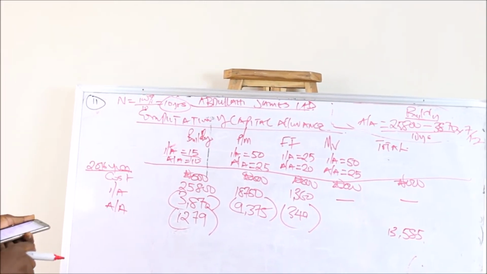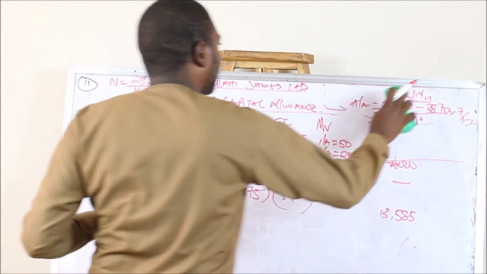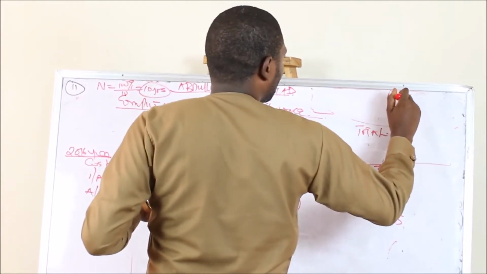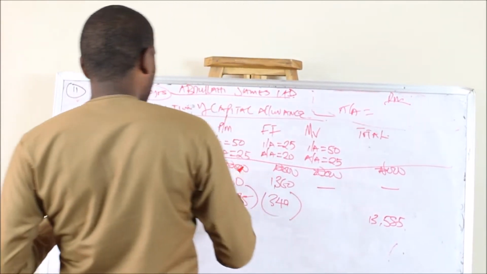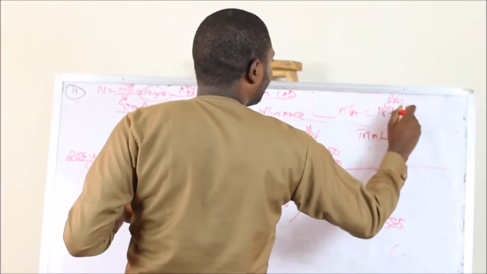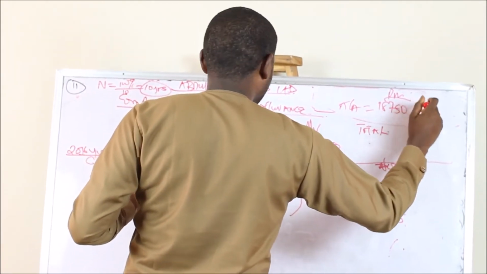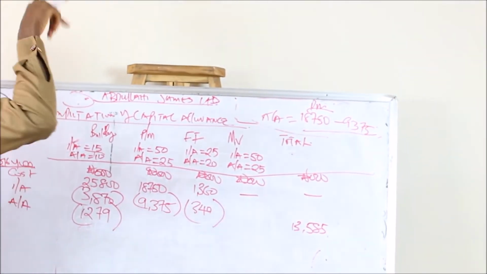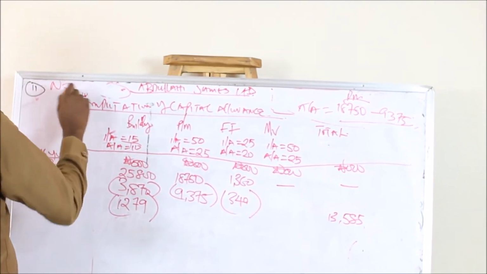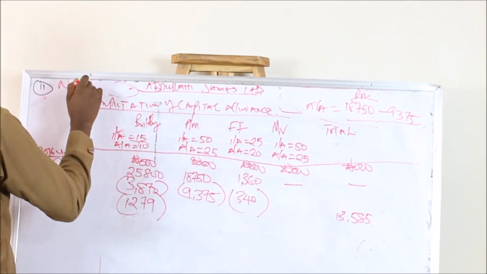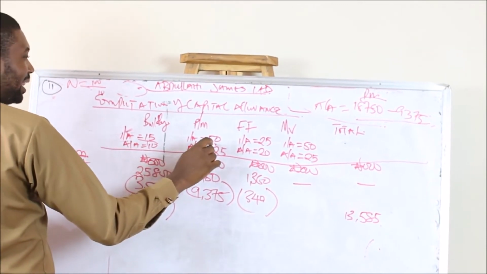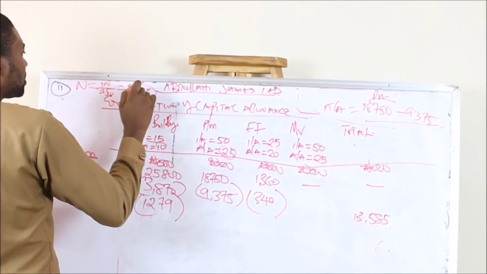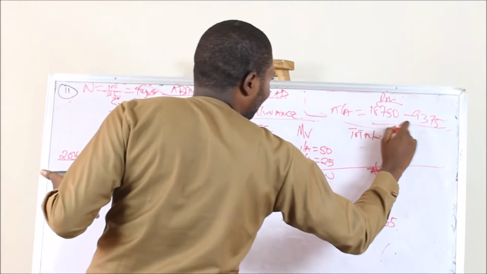So let's find out the annual allowance for the plant and machinery. For plant and machinery, the cost is 18,750 and the initial allowance is 9,375. Now, if you want to determine the number of years for this plant and machinery, we say 100% constant over the annual allowance rate for plant and machinery, which is 25. So 100 divided by 25 is going to give you 4 years, which means this plant and machinery is supposed to last for 4 years.